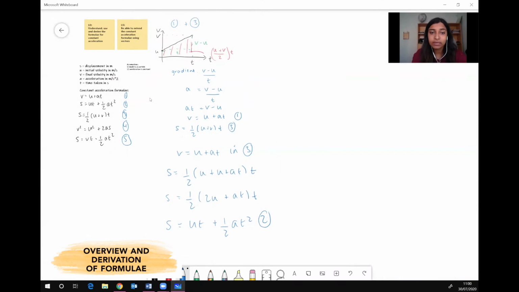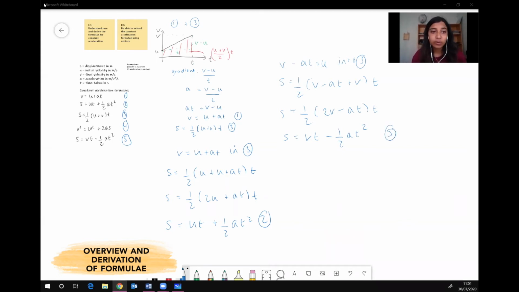So now if we want to rearrange our equation 1 to find u, we could say v minus at is equal to u. And now we can just sub this into our equation 3. So we can say that s is equal to half times (v minus at plus v) times t. If we simplify our brackets, we'd get half times (2v minus at) times t again. Then if we simplify this, half times 2v is just v times t, so vt minus a half at squared, and that's our equation 5.